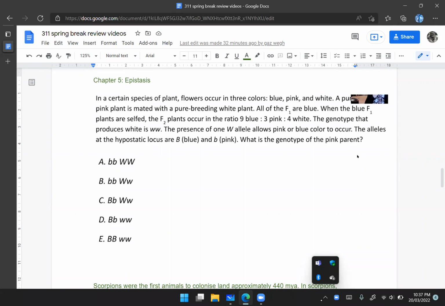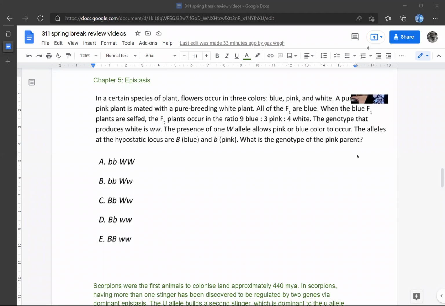Feel free to read this and pause it, try it yourself, and then we'll come back. Okay, so let me get all this nonsense out of the way. Sorry. Okay. We have, which color should we use? Okay. So in a certain species of plant, flowers occur in 3 colors, blue, pink, and white.